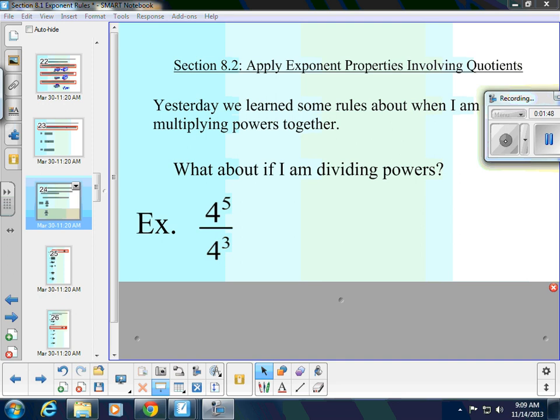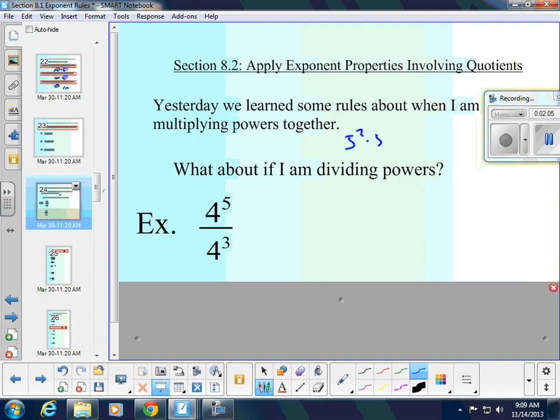Now jumping back to section 8.2, the new section: apply exponent properties using quotients. Quotient means I'm dividing powers. So what happens when I'm dividing two powers? First I'll make this connection to the problem we just did. If I had 5 squared times 5 to the 7th, what happened? I end up adding those two exponents together, and I get 5 to the 9th, correct? Keep that in mind as we think about dividing powers and what may happen with our exponents.